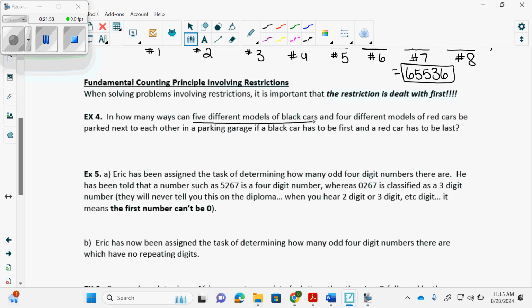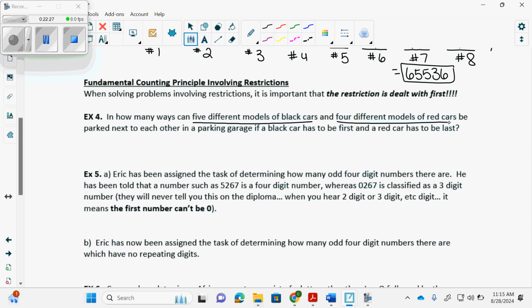So here we have, in how many ways can 5 different models of black cars. Now, the key thing here is the different models. Because if I have 5 black cars that are painted the exact same, but they're a different model, can you tell them apart? Like one is a Mustang and one is a Dodge Grand Caravan and they're painted the exact same black, can you tell them apart? Yeah, they look different. Touch and go, but you can kind of tell them apart. And then you have 4 different models of red cars. So yes, they can be painted the exact same red, but you can tell them apart because they're different models. We agree? Okay. Now, let's keep reading.